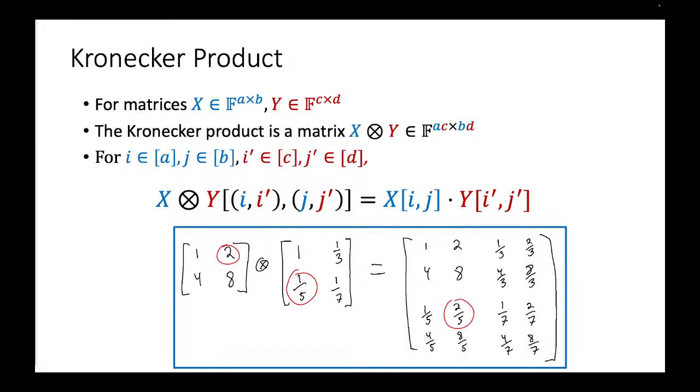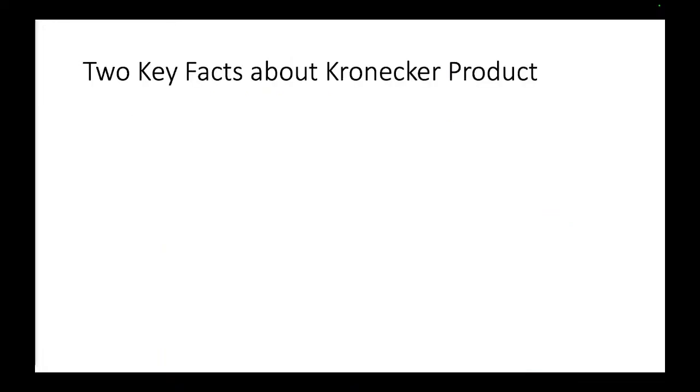There are two really nice facts about the Kronecker product we're going to use today. The first is that the Walsh-Hadamard transform is indeed a Kronecker power. You can check the recursive definition I gave you before is exactly the same as saying the n by n Walsh-Hadamard transform is the log base 2 of n-th Kronecker power of the 2 by 2 Walsh-Hadamard transform.